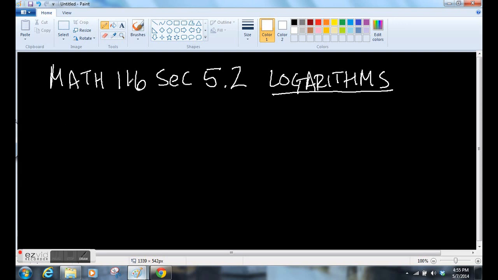Hey guys, welcome to Math 116. This is section 5.2, logarithms. You are in for a treat.